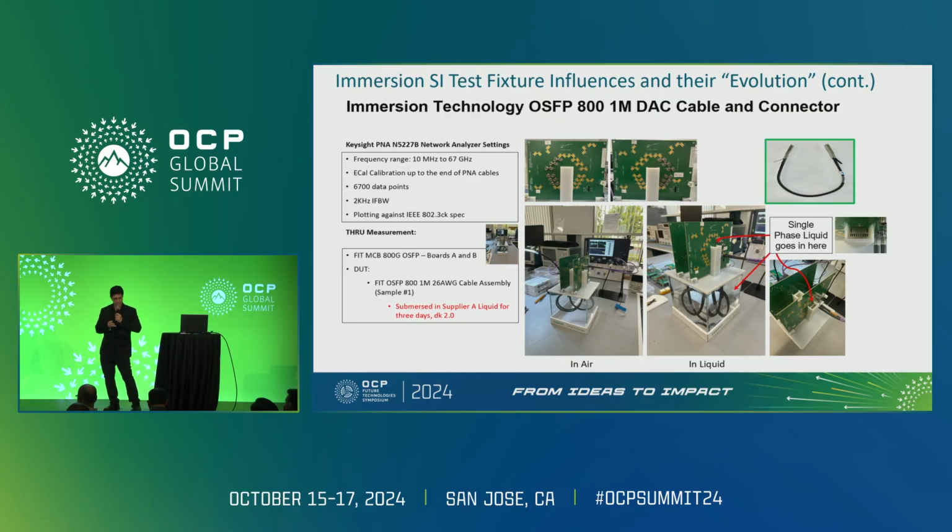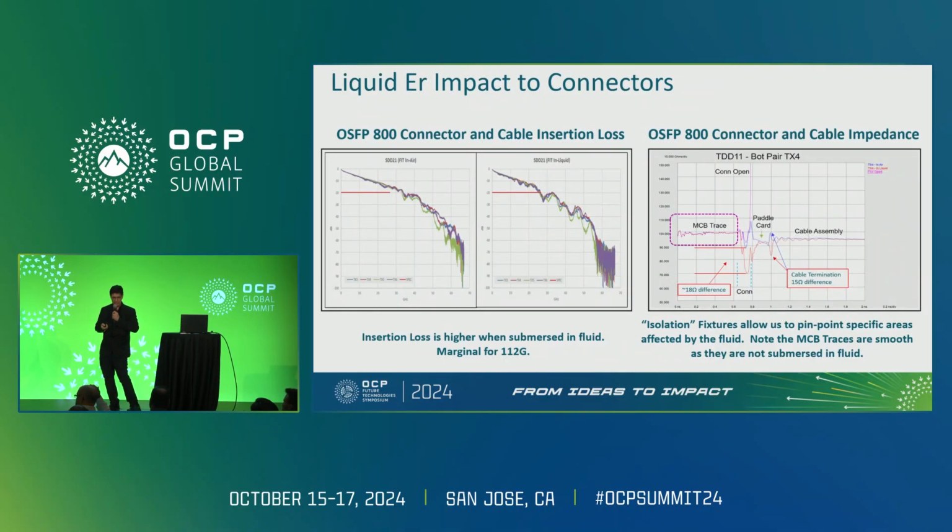And the interesting thing, we used a dielectric fluid with a dissipation factor of 2.0, and we submersed it in the fluid for 3 days. Now we started to look at the data. We came back and we started to test this. But if you look now inside the pink box, the MCB trace is linear. There's no difference, obviously, because there's no exposure to fluid.